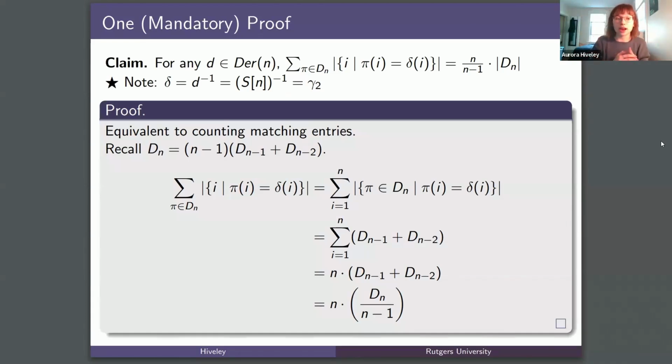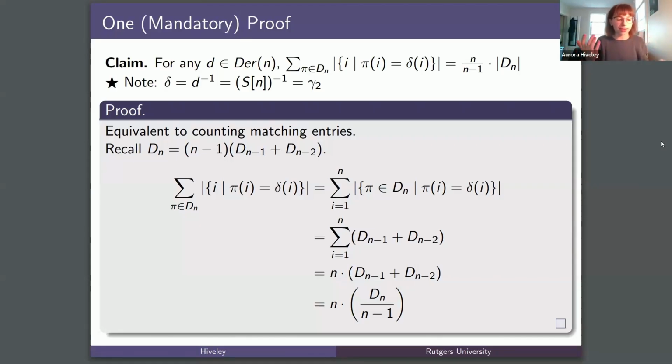So we'll also recall that the number of derangements of length n, which is dn, is equal to n minus 1 times the number of derangements of length n minus 1 plus the number of derangements of length n minus 2. So just focusing on the left-hand side of the equation in our claim, we're going to swap from summing over all derangements to summing over all indices, and then we're going to count the number of derangements that have agreement there. And for a fixed index i, I know what it is in delta. I want to know how many derangements pi have the same position i as delta.